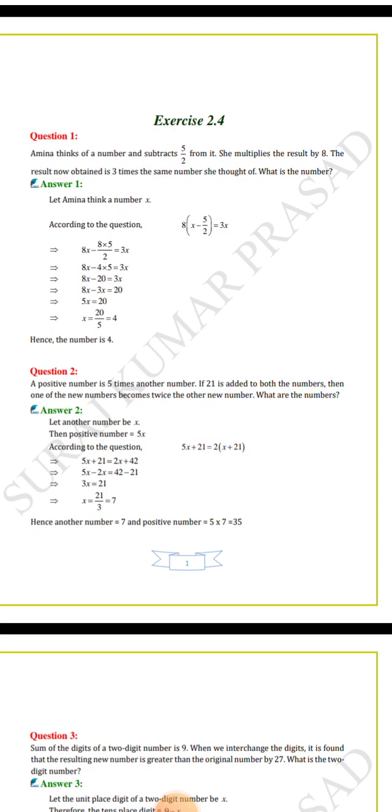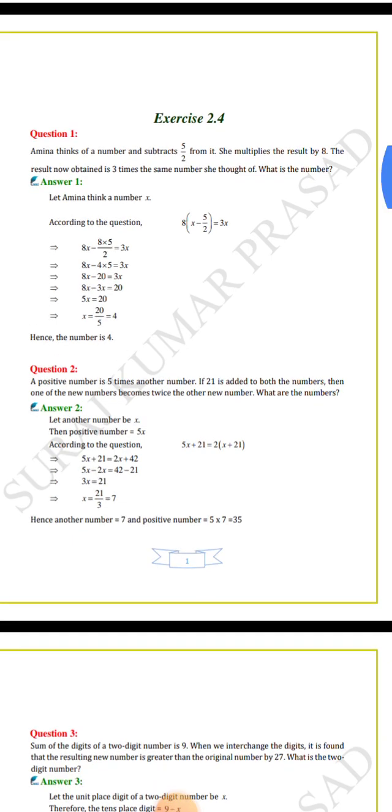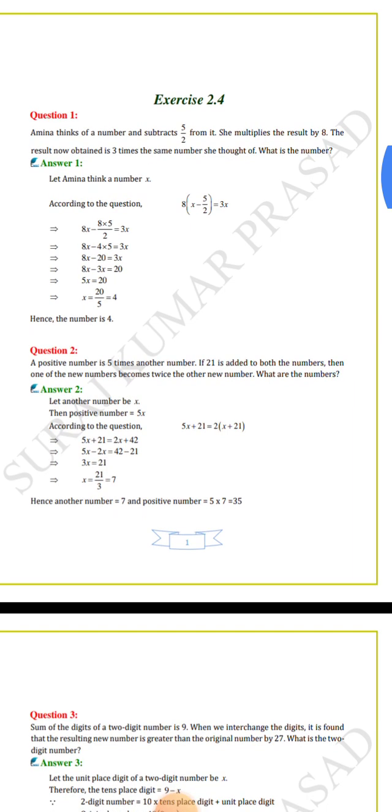Then 5x minus 2x equals 42 minus 21. In this step, we have sent 21 to the RHS, so we have got minus 21, and 2x to the LHS, so we have got minus 2x. Then 3x is equal to 21. If we send 3 to the RHS, it will divide. So x is equal to 21 by 3. By cancelling, we can get the answer as 7.